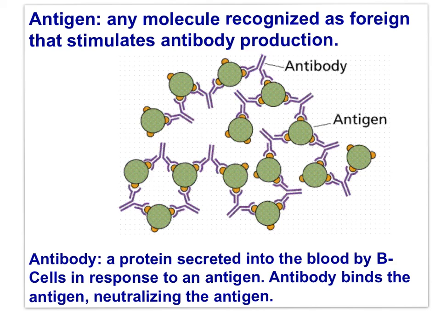In this diagram, you can see the antigens, which are foreign molecules as part of larger pathogens, and you can see the antibodies, these Y-shaped structures. Antibodies are proteins secreted into the blood by B cells of the immune system in response to the antigen. Antibodies bind to the antigen, neutralizing the antigen by clumping the antigen, a process called agglutination.